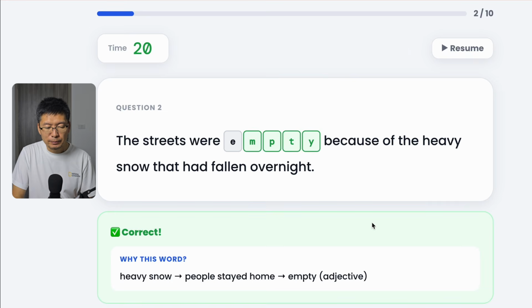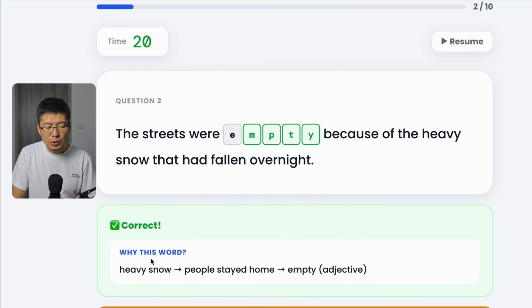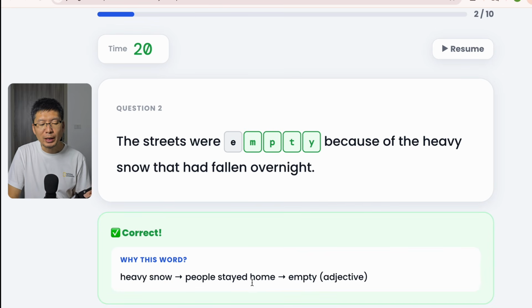Okay, let's check. So from heavy snow, we can know people stayed at home. So when all people stayed at home, the streets were empty. Okay, so this is the logic. Okay, next one.